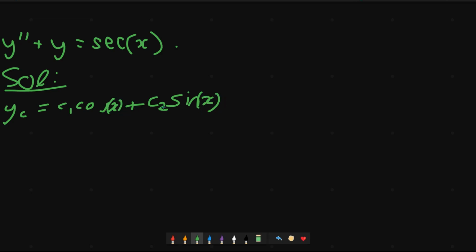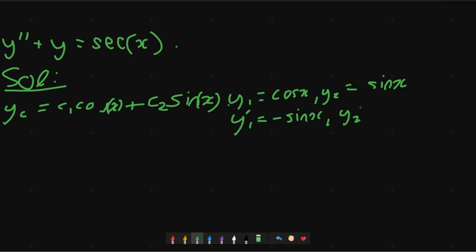Okay, very nice. From this we get that y1 is cosine x, y2 is sine of x, of course, and we're actually going to take the derivatives of these. So y1 prime equals minus sine x, and y2 prime equals cosine x.